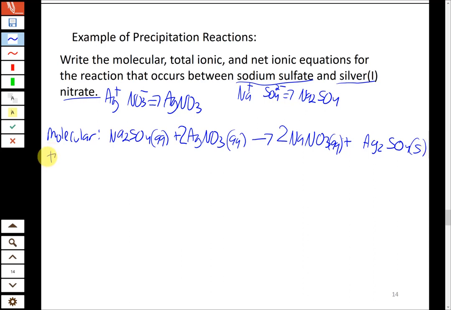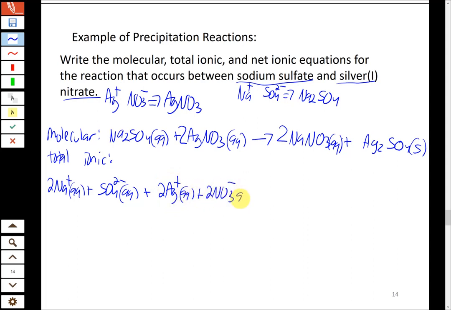For the total ionic equation, which is not as useful, but we're asked to do it here, we again separate all of the soluble ionic compounds into their individual ions. So on the reactant side, we're going to separate both reactants. So sodium sulfate is going to separate into 2 Na plus and SO4 2 minus. We're going to separate the second reactant into its ions. We have 2 silver nitrates, so those are going to dissolve to make 2 silver plus and 2 NO3 minuses. The coefficient applies, of course, to both ions in the compound.